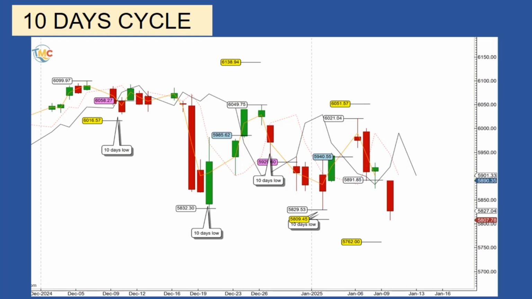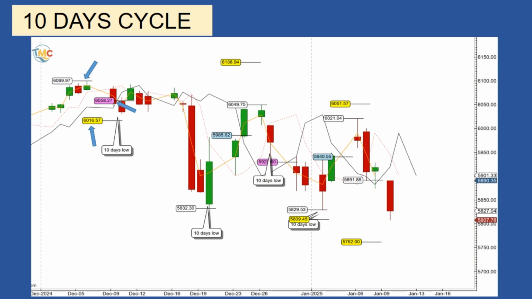Let's start this weekly analysis with the 10-day cycle. Since the December 6, 2024 all-time high, the S&P 500 index provided 5 trading signals. The first one was on the downside when the S&P 500 crossed below its cycle line, the FLD, at 6,058 for a 6,016 potential downside target. The same day, the S&P 500 made a low at 6,029.